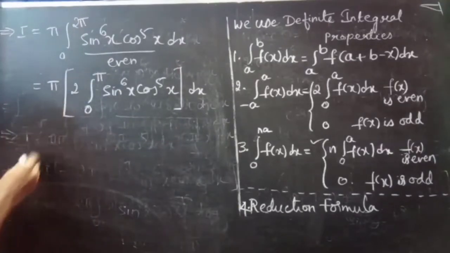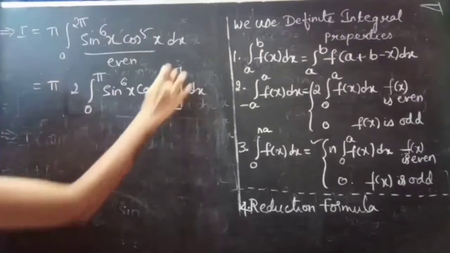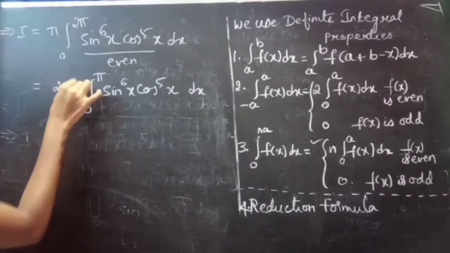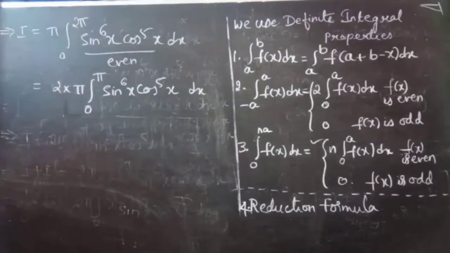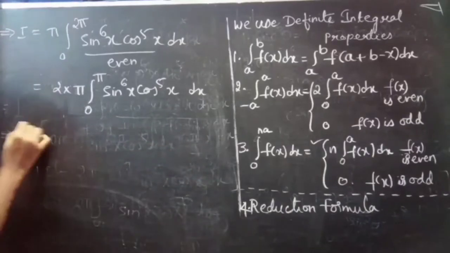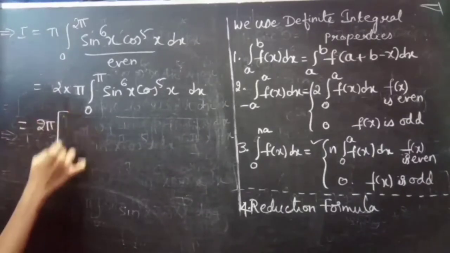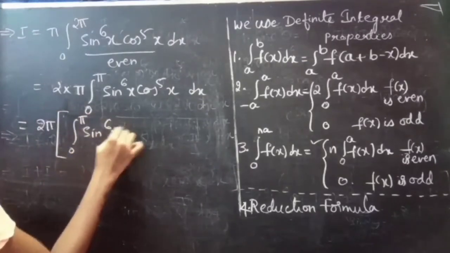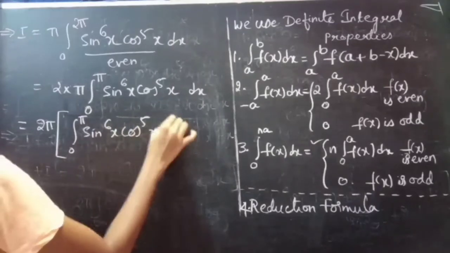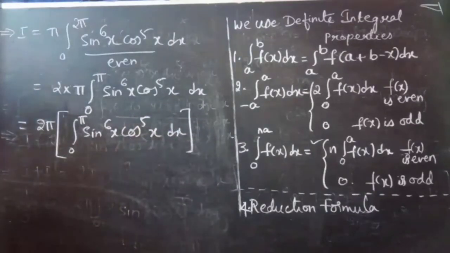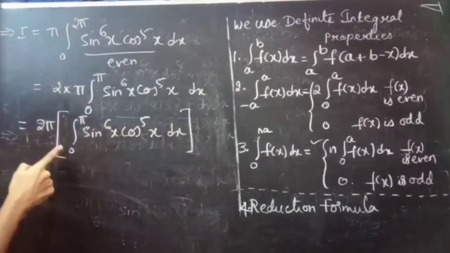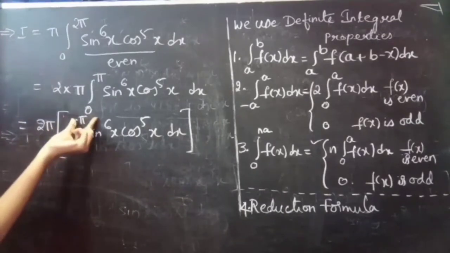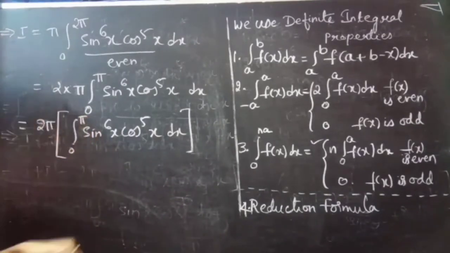Now this can be written as 2 pi into the integral from 0 to pi of sin power 6x into cos power 5x dx. Okay, so now again you're having integral from 0 to pi. If you want to apply the reduction formula, we need the upper limit pi by 2. Since you're having pi, again you'll repeat the process.